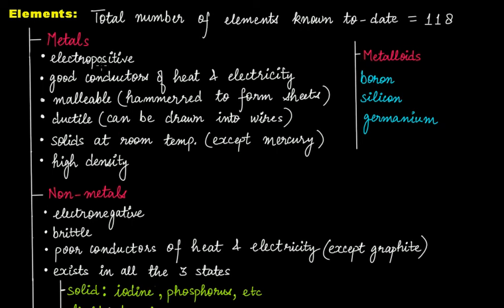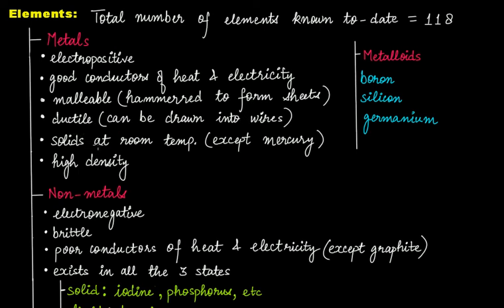Now, metals are good conductors of heat and electricity. The current can flow through them, and they also absorb heat, so they're good conductors of heat. They are malleable, that is, they can be hammered to form sheets. You can form a sheet out of a metal. They are ductile, it means that they can be drawn into wires. We all have seen copper wires, right? So they can be drawn into wires, that is why they are ductile. Malleable means sheets, ductile means wires.